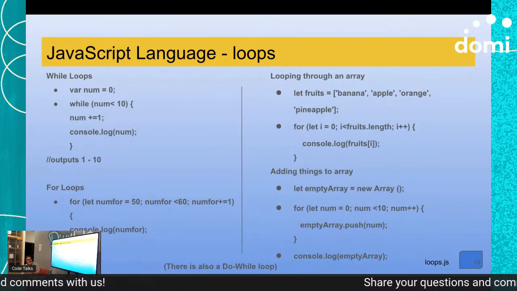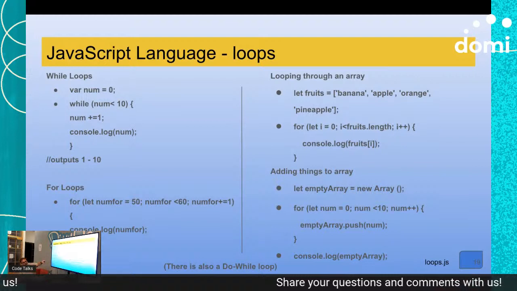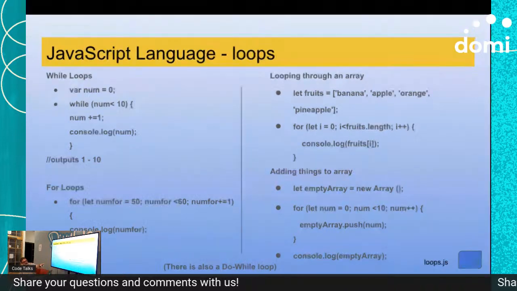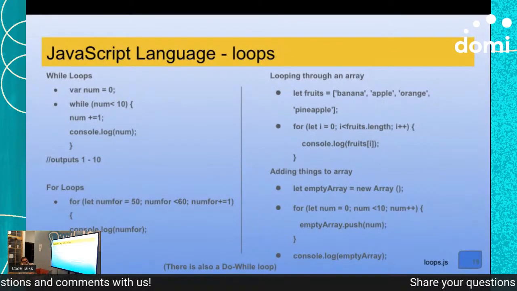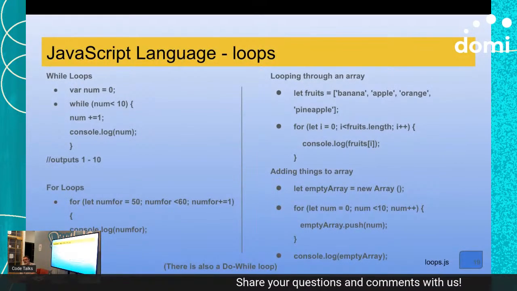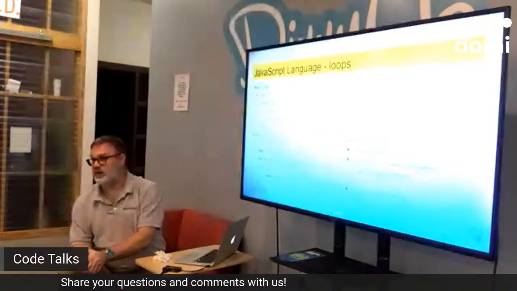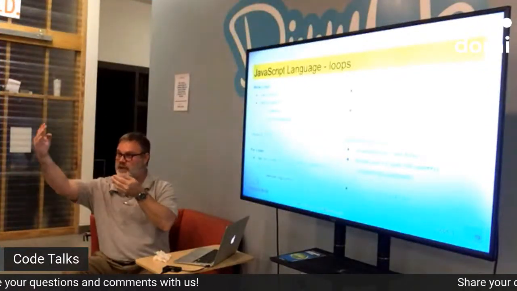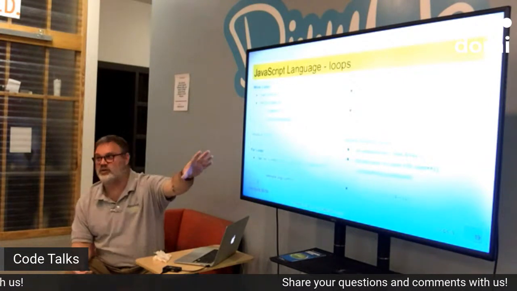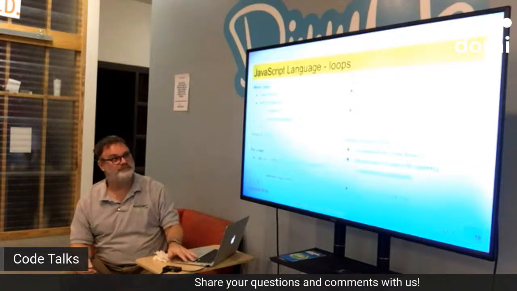Bottom line. We can use that for loop to add things to an array. So in this case, we started off with an empty array. And what we're putting in that array is the numbers 0 through 9. And we're using the push method for that array. Because push is going to append the number to the end of the array. So this is a practical way that we can use the for loops.